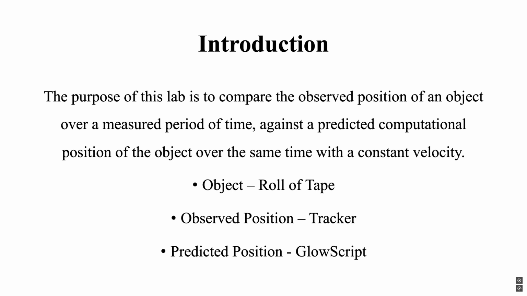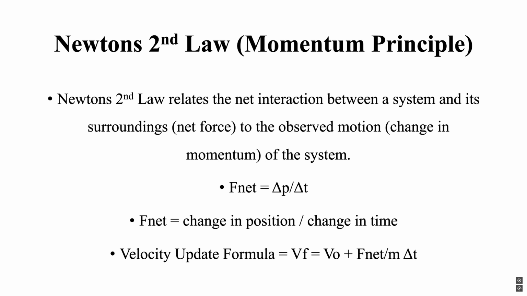was computed using GlowScript. Newton's second law, also known as the momentum principle, relates the net interaction between a system and its surroundings, or net force, to the observed motion, or change in momentum, of the system. The net force is defined as delta p over delta t, or change in position over change in time, and the velocity update formula, which is derived from the net force formula, is defined as velocity final equals velocity initial plus net force divided by mass times delta t. This means that if there is no net force acting upon the system, then velocity final will equal velocity initial.